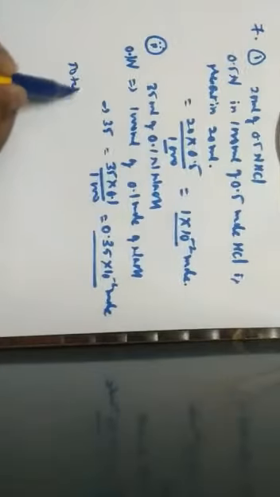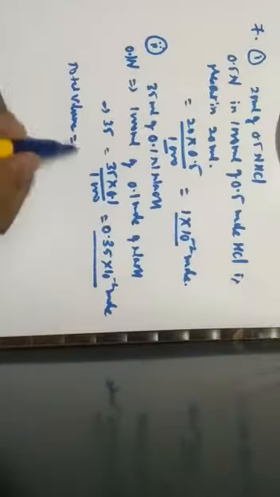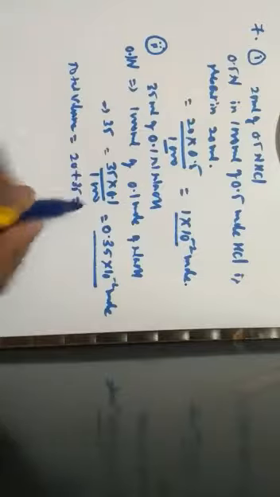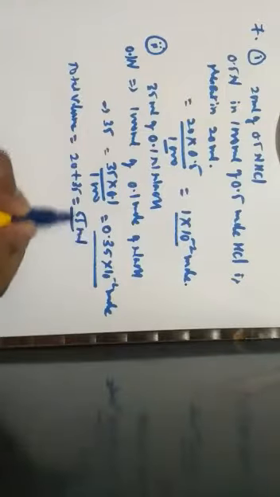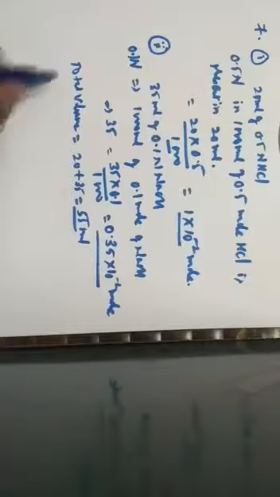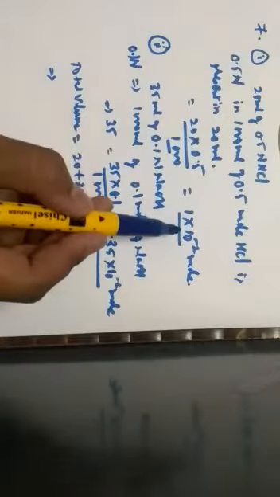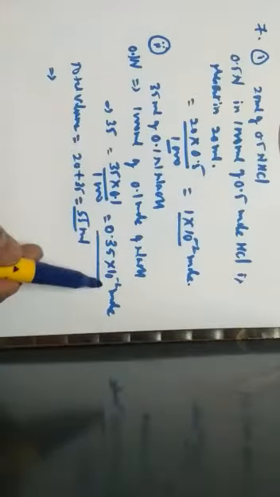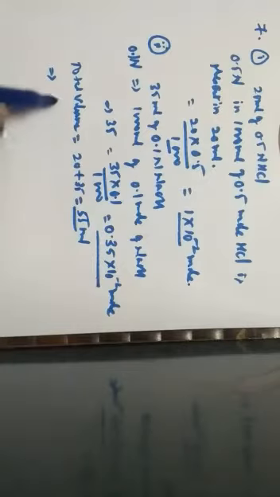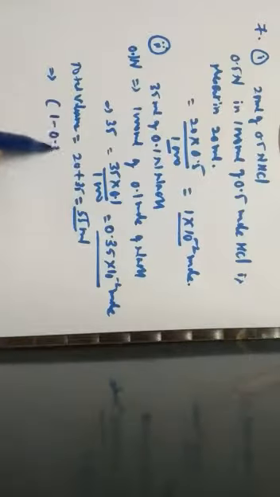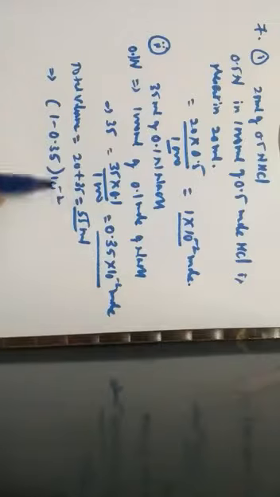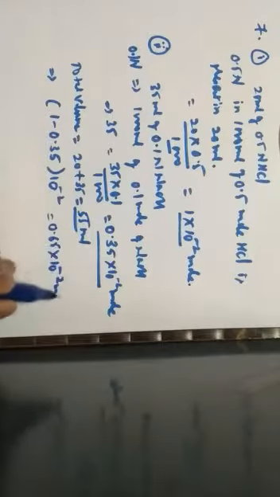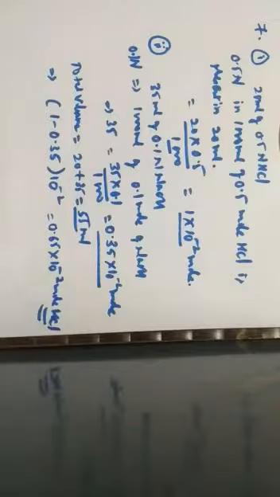So the total volume of the mixture is 20 ml plus 35 ml, that is equal to 55 ml. The first one is 1 into 10 to the power of minus 2 moles. The second one is 0.35 into 10 to the power of minus 2 moles. If I subtract, the total number of moles is 1 minus 0.35 into 10 to the power of minus 2, that is equal to 0.65 into 10 to the power of minus 2 moles of HCl left out.